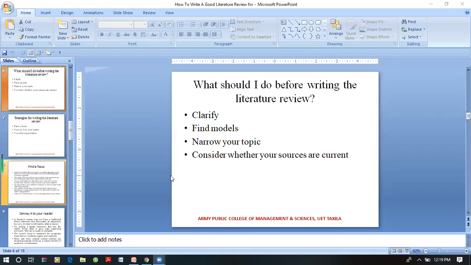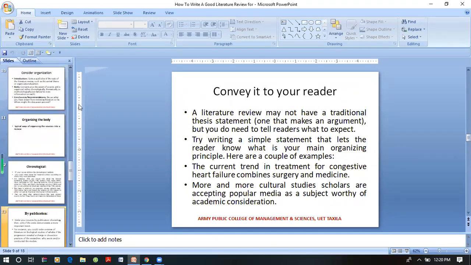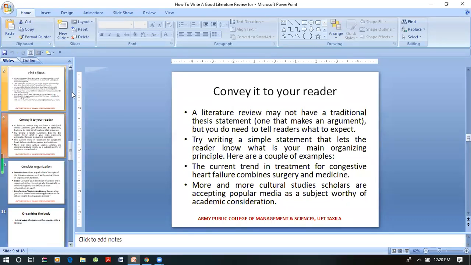So these are the things that you must consider before writing the literature review, right? If you are clear about your idea, you can very easily convey your message to your reader, right? So today we will discuss how we are writing a literature review, right? But if we are talking about the review article, it consists of several parts.